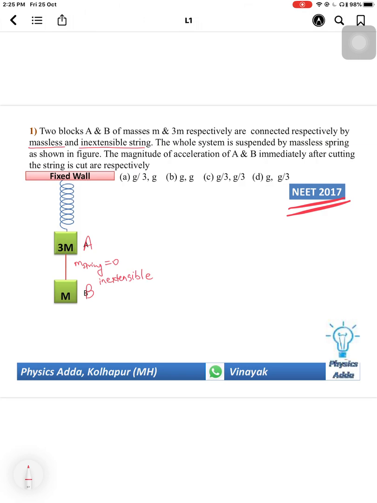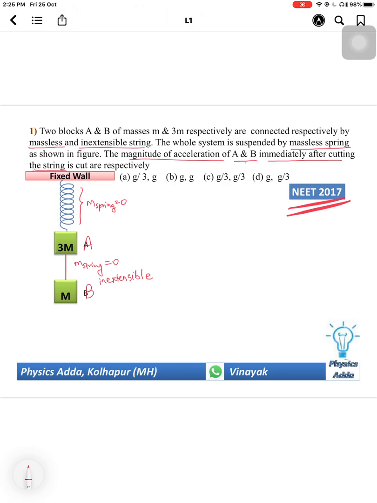The whole system, that is, the system consisting of mass A and mass B together, is suspended by a massless spring as shown in the figure. You can see the spring over here. The spring is massless and the mass of the spring will be what? 0. Now we need to find the magnitude of acceleration of A and B immediately after cutting the string.